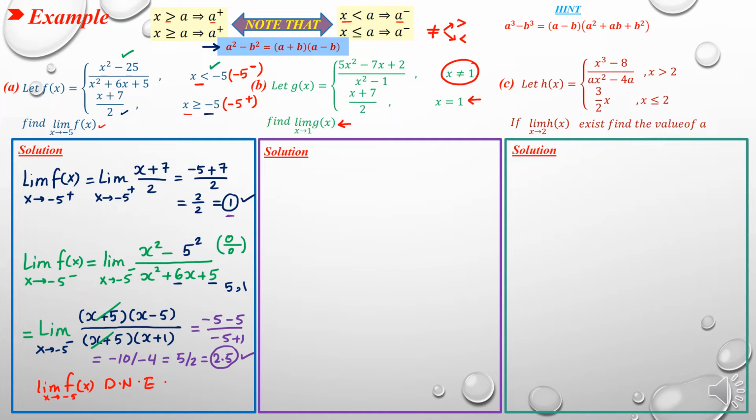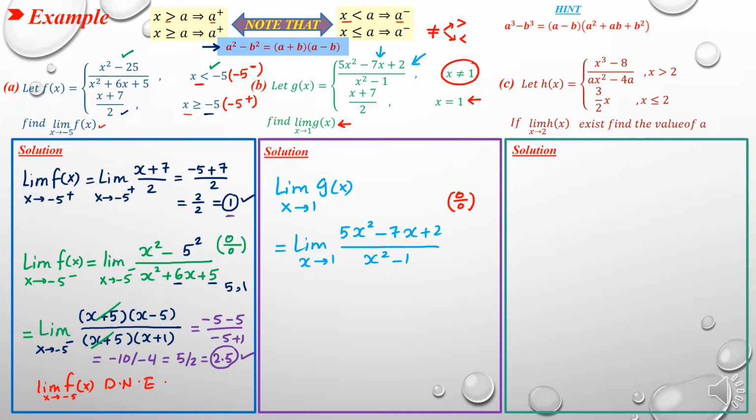So there is no limit from right and from left when you have a piecewise function with not equal. So directly, if you want to find the limit, you have to find the limit from here. So the limit of g of x when x goes to 1 is equal to the limit of this function, 5x squared minus 7x plus 2 divided by x squared minus 1 when x goes to 1. Now by direct substitution, if you plug in x equals 1 in the inside function, you will get 0 over 0, which means you have to factor the numerator and denominator.